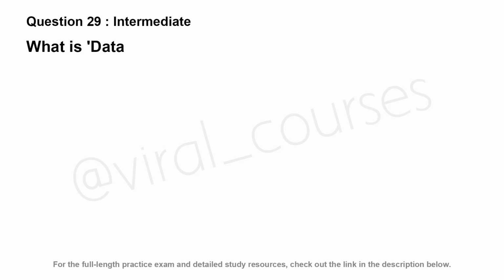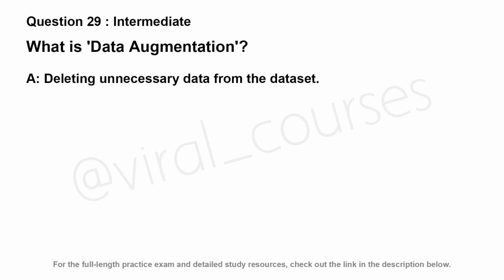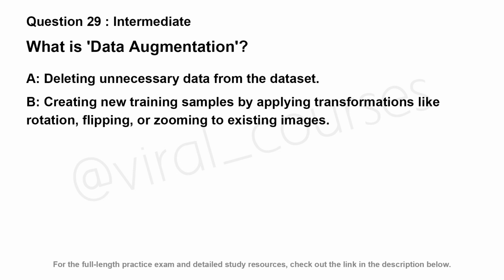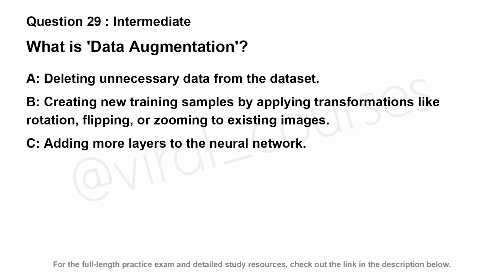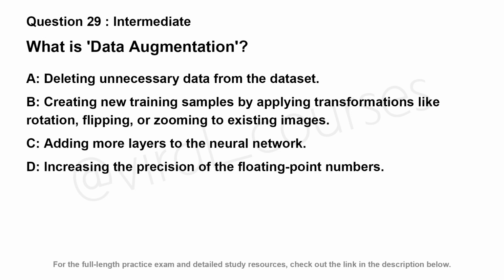What is data augmentation? Option A, deleting unnecessary data from the dataset. Option B, creating new training samples by applying transformations like rotation, flipping, or zooming to existing images. Option C, adding more layers to the neural network. Option D, increasing the precision of the floating point numbers.